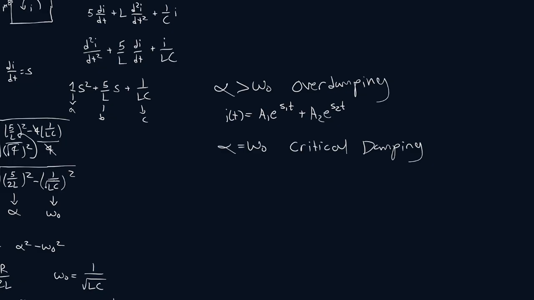And that means your current is going to be equal to (A1 + A2 t) times e to the power of negative alpha t. Now, if your alpha is greater than omega, then that means you have an overdamping. Underdamped, sorry, my bad. Let me try again. When your alpha is less than your omega, that means it's underdamping.